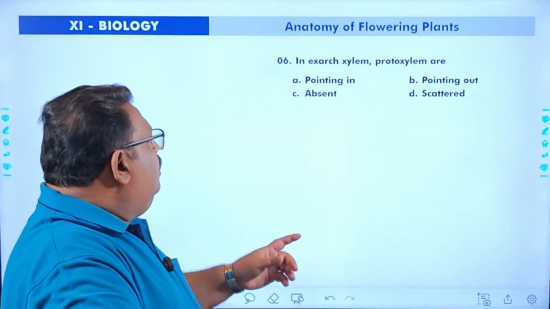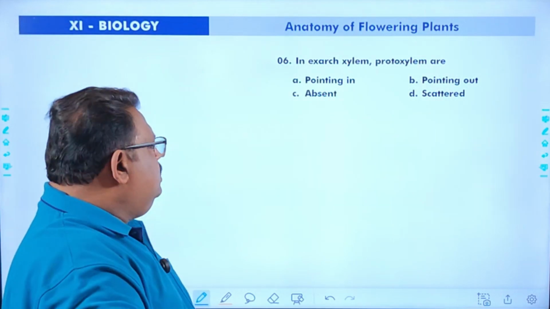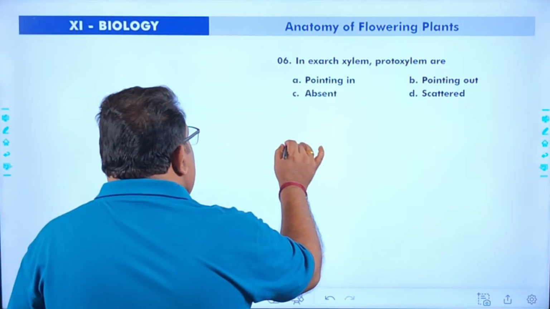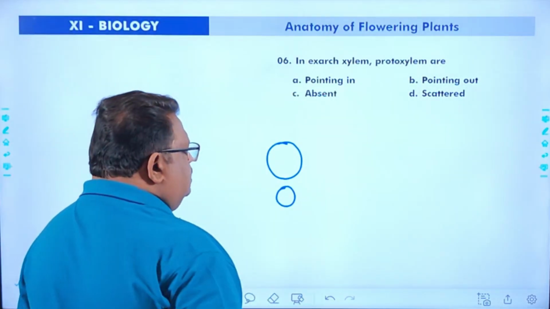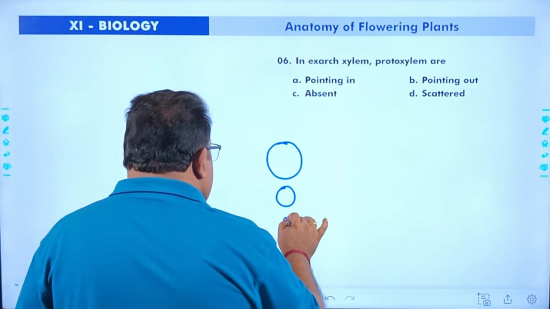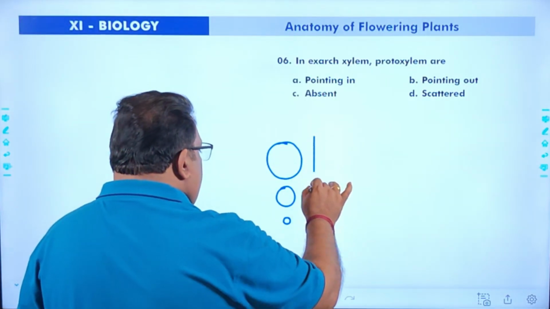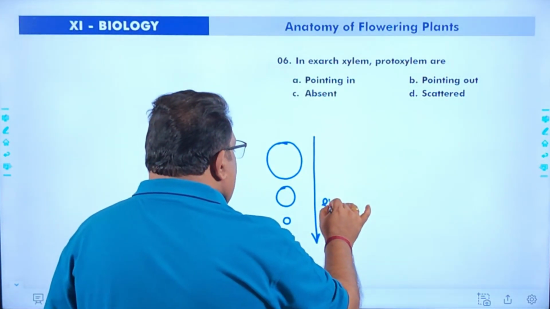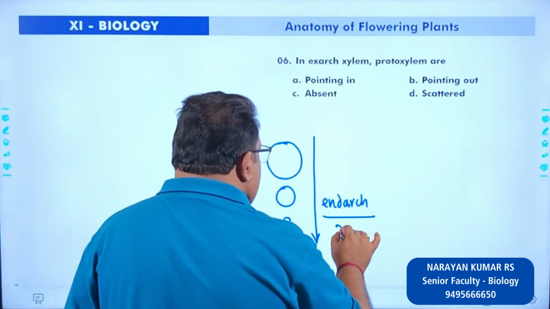The next question, in exarch xylem, the protoxylem are. We already studied that. The larger xylem is called metaxylem. The intermediate xylem vessels are called mesoxylem. The smaller xylem vessel is called protoxylem. When the protoxylem is pointing in, it is called endarch. Endarch condition is present in stem.